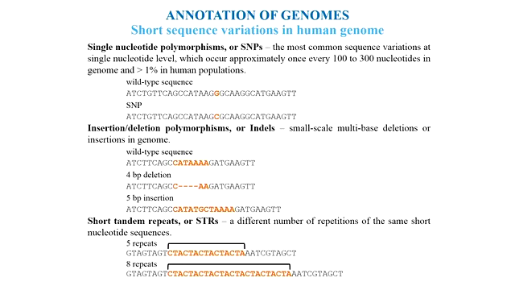The second one is insertion-deletion polymorphism, or indels. In fact, indels are small multinucleotide deletions or insertions in the genome. And finally, the third type is short tandem repeats, or simply STRs. STRs are represented by a different number of repetitions of the same short nucleotide sequence as, for example, the CTS sequence in the case presented on the slide.